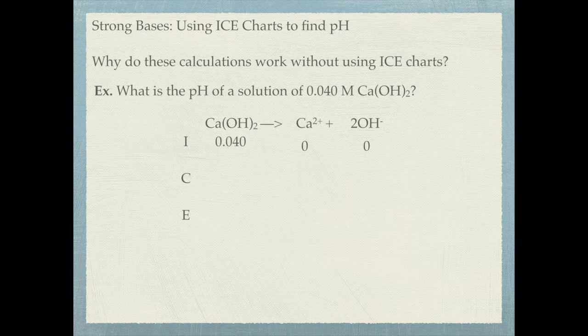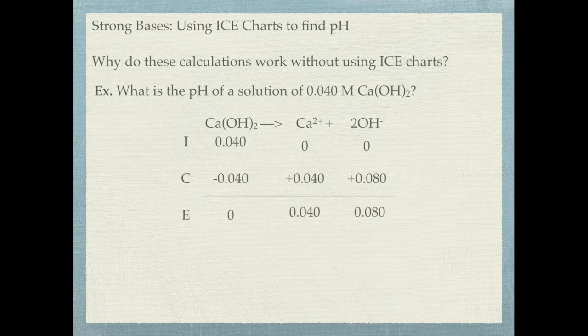Okay, so because this is a strong base, the change is going to be negative 0.040. The change for calcium is going to be plus 0.040. And then because for hydroxide there's a 2 coefficient, it's going to be plus 0.08. So at equilibrium, your concentrations would be 0, 0.04, and 0.08.